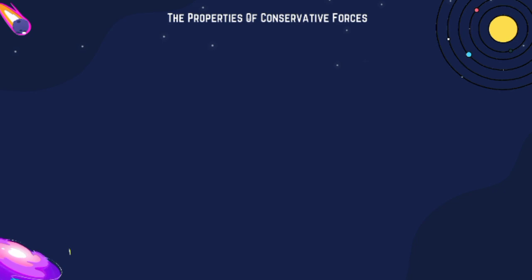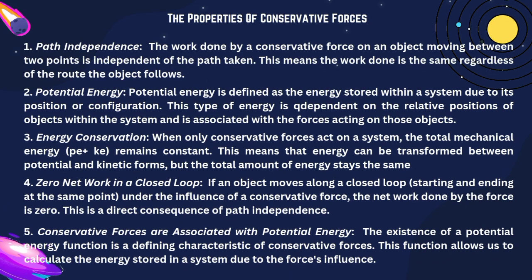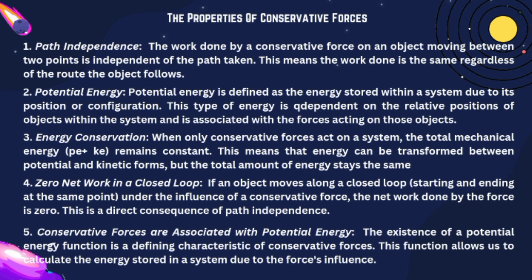Let us now move on to the properties of conservative forces. First is path independence. The work done by a conservative force on an object moving between two points is independent of the path taken. This means the work done is the same regardless of the route the object follows. Potential energy. Potential energy is defined as the energy stored within a system due to its position or configuration. This type of energy is dependent on the relative position of objects within the system and is associated with the forces acting on these objects.